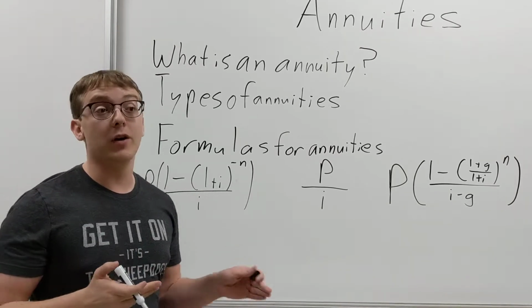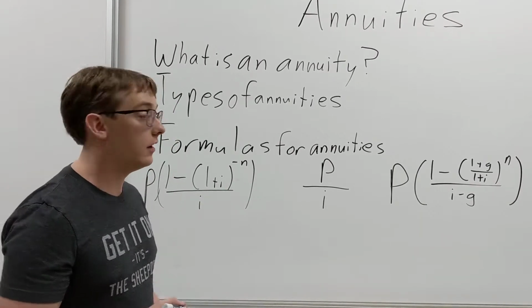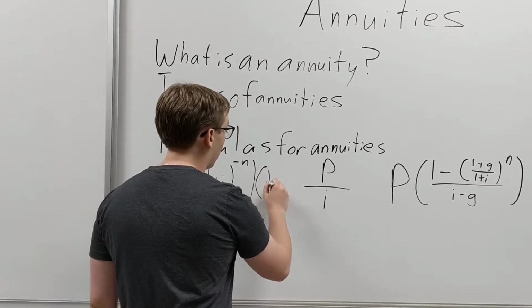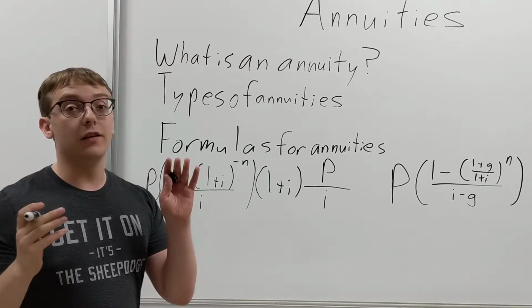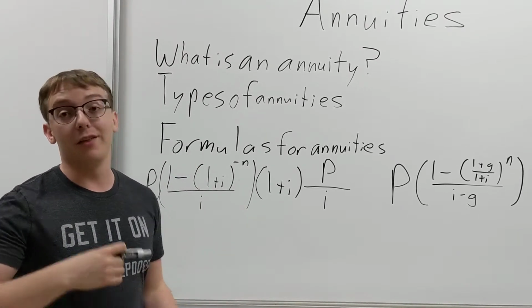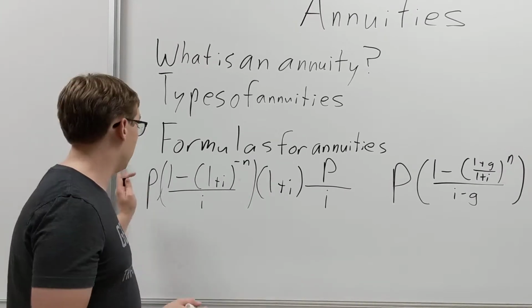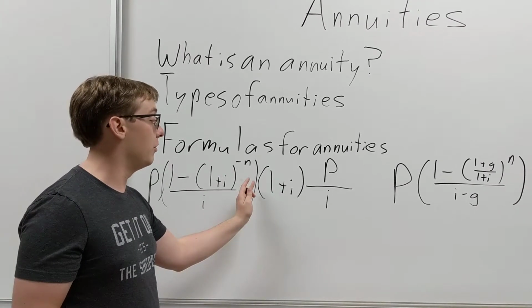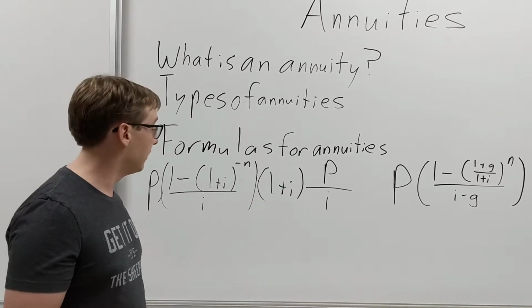Sometimes you have an annuity called the annuity due, which is just like this, only the one difference is that the first payment will start immediately rather than a year from now. So all you need to do to calculate that is to take the standard annuity formula and multiply it by 1 plus I.